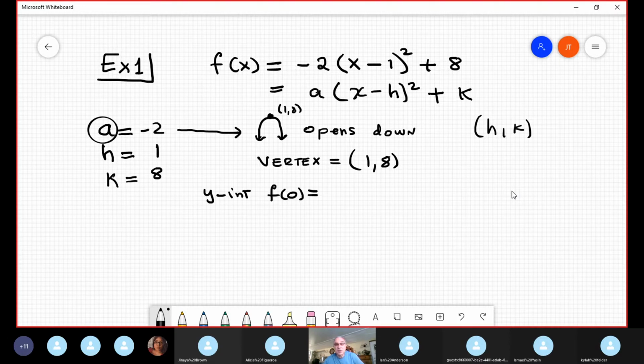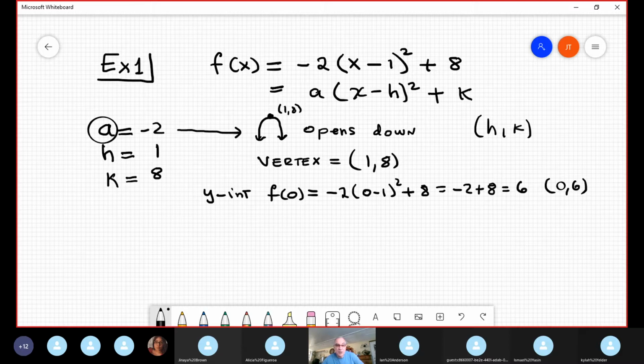Unfortunately, our equation is not expressed in standard form, because in standard form it is super easy: you take only c and that's it. Okay, I plug in 0. So negative 2 times (0 minus 1) squared plus 8. 0 minus 1 is negative 1. Negative 1 squared is positive 1. Positive 1 times negative 2 is negative 2. And negative 2 plus 8 is 6. The point is (0, 6). This is one way to do that.